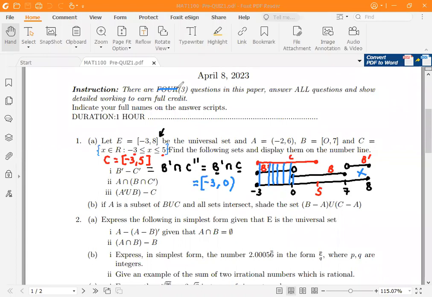Okay, thank you. Okay. So I'll use the same space to solve part 2. So if someone wants a screenshot, this is the time to do so.